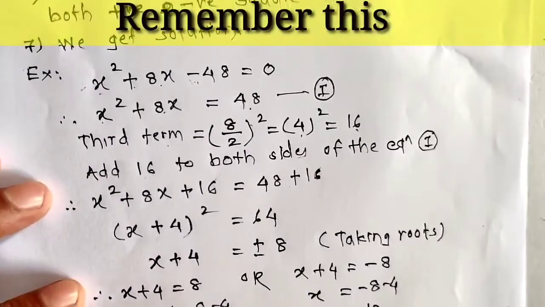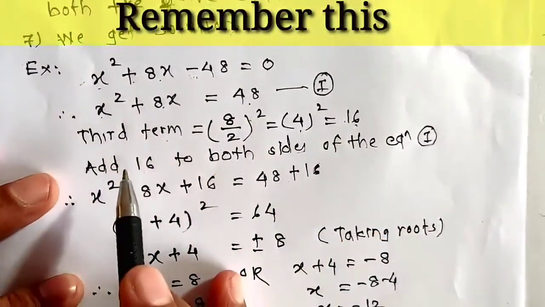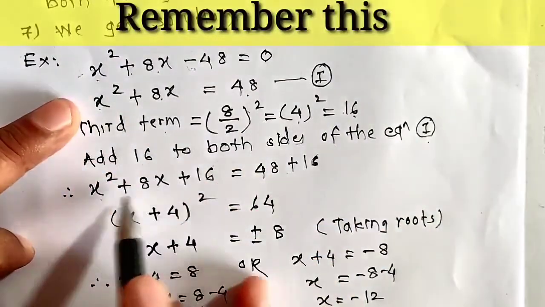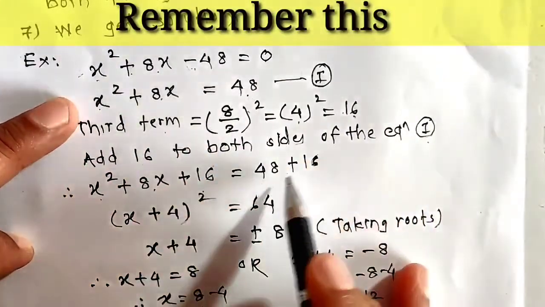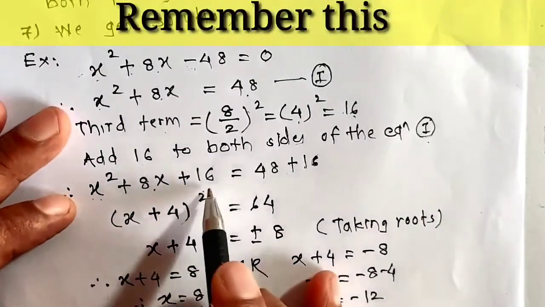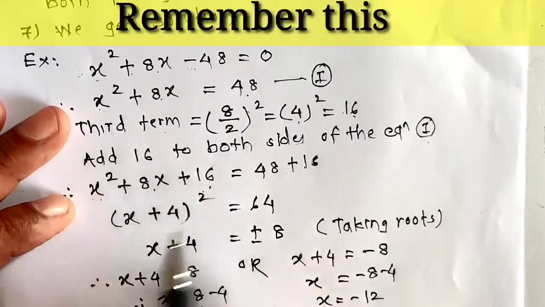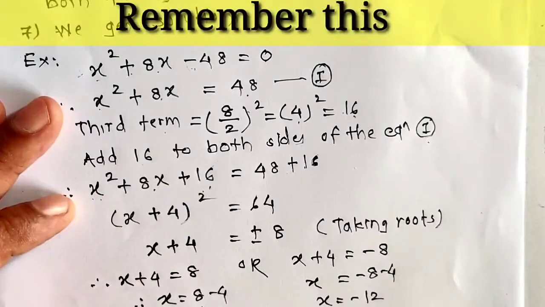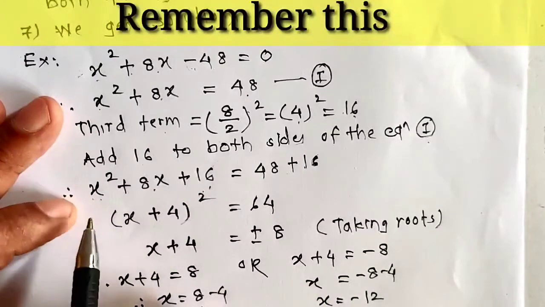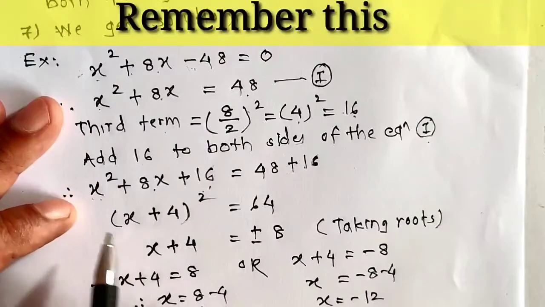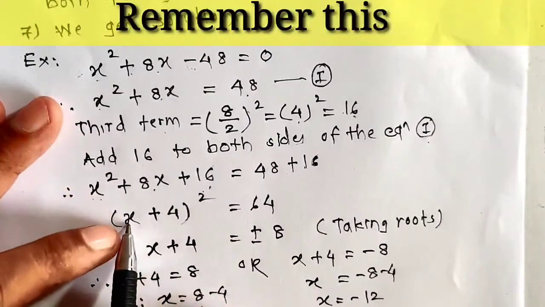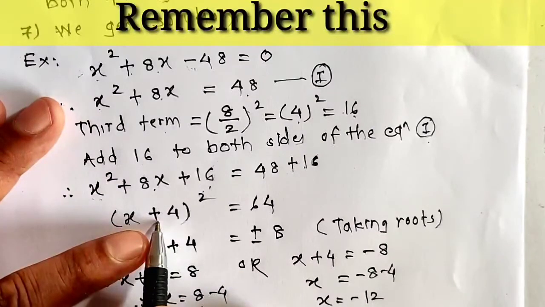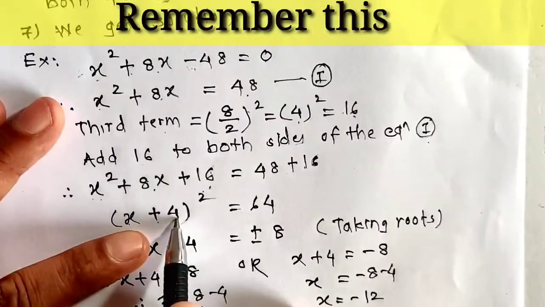Now the next step is to add this third term to both sides of equation 1. In equation 1, here we get x square plus 8x plus 16 is equal to 48 plus 16. So this is a complete square now. How to find this is the square of which term? Listen carefully. How to find it? Take the square root of the first term, the sign of the middle term, and the square root of the last term.